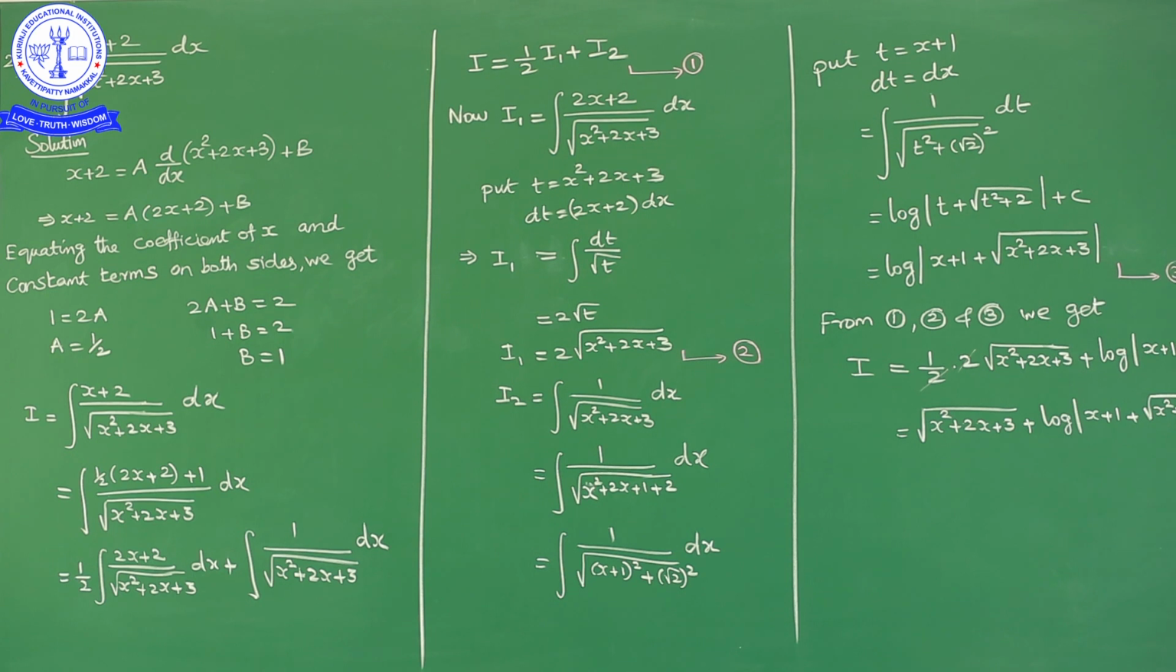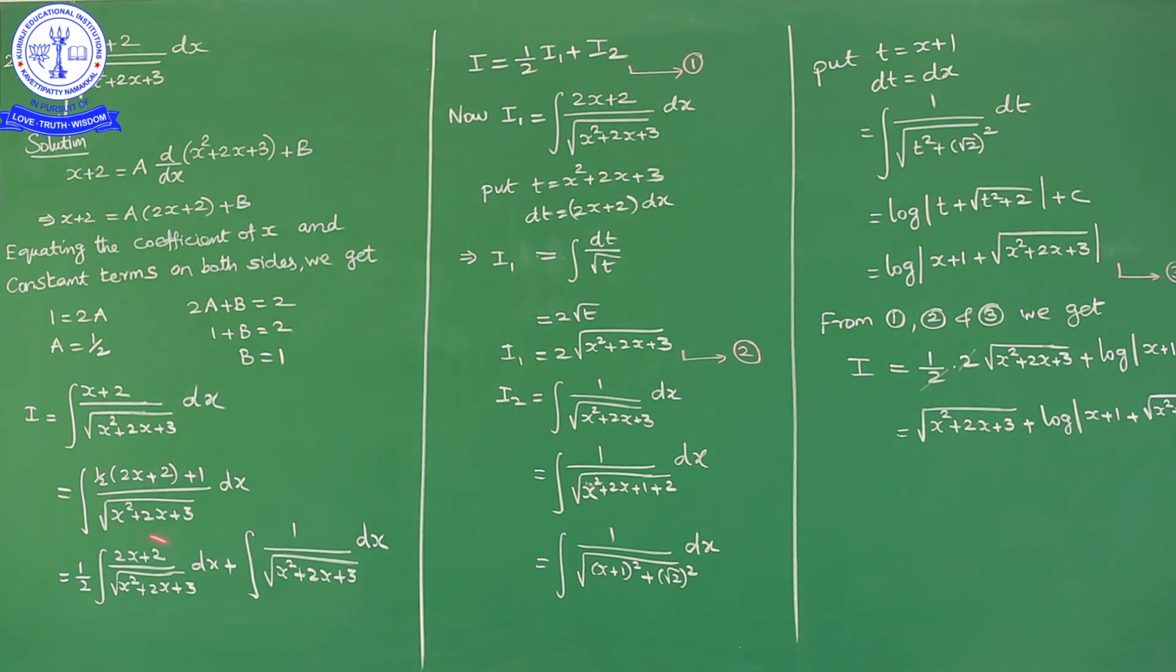So the integral I is equal to integral of x plus 2 upon square root of x square plus 2x plus 3 dx. What can we write? The numerator x plus 2 we can write as half into (2x plus 2) plus 1. That is what we wrote. Even if you calculate, half multiplied, what you get? x plus 1 plus 1. So x plus 2 only, no?